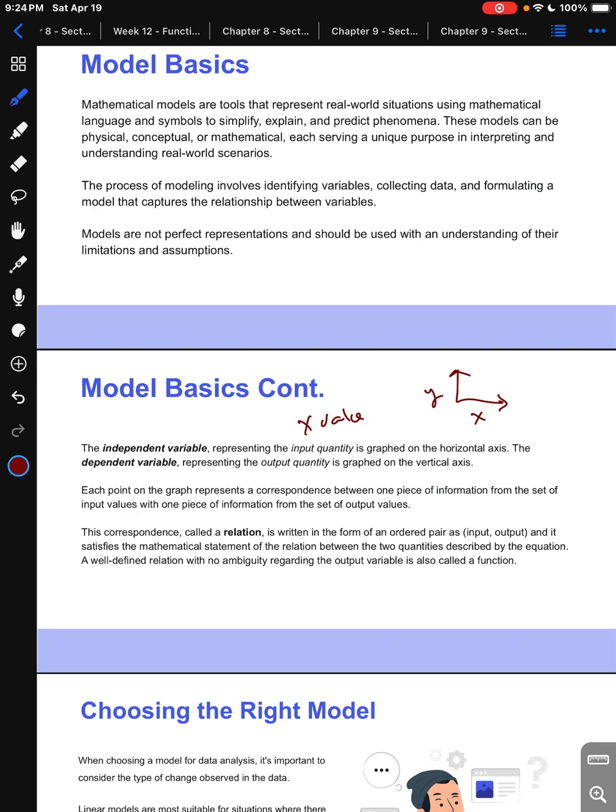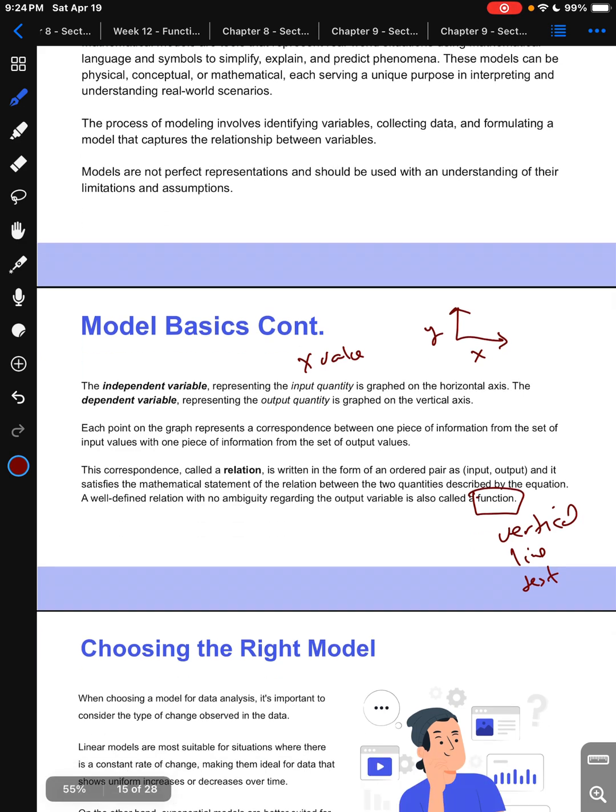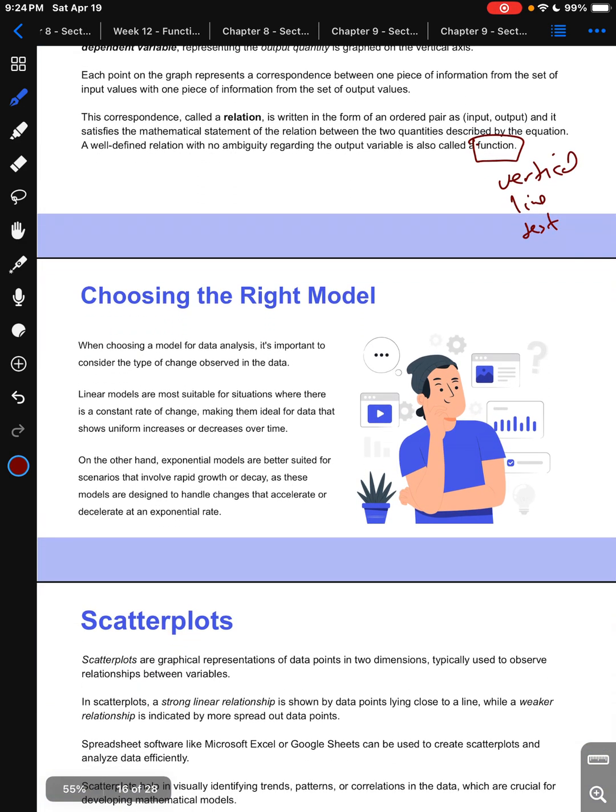The correspondence, called a relationship, is written in the form of an ordered pair, input and output, and it satisfies a mathematical statement of the relationship between the two quantities described by the equation. A well-defined relation with no ambiguity regarding the output variable is also called a function, which means it passes the vertical line test. Remember the vertical line test? Okay, choosing the right model.